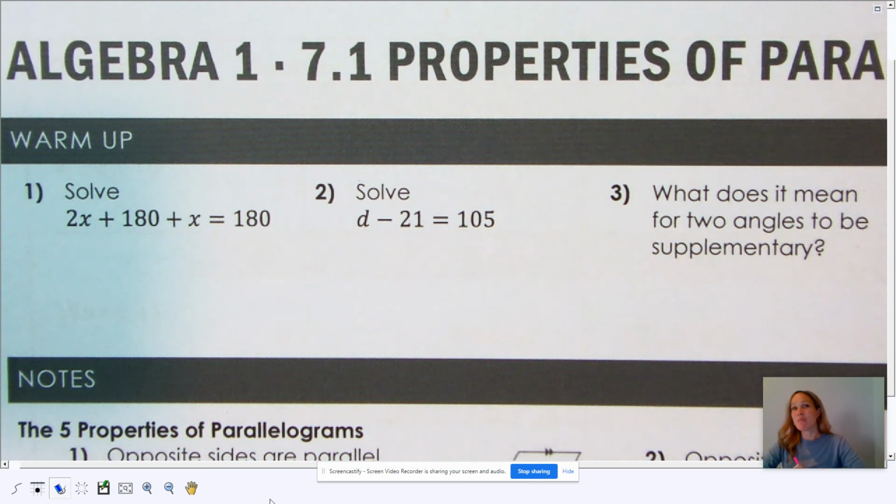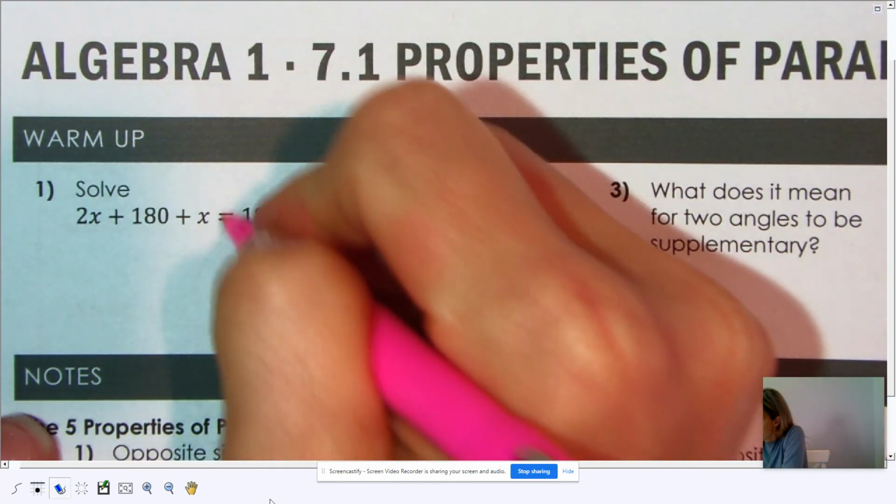Hi, you guys. This is Mrs. Bolin with your notes for 7.1 Properties of Parallelograms. Today we're going to go over the warm-up, the notes, the practice problems, and the solutions to the odd numbered problems. So for the warm-up, here's what you should have had.